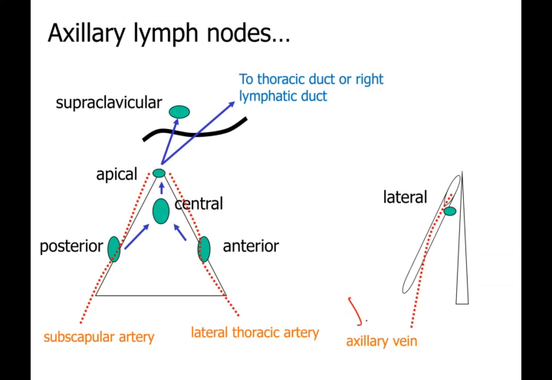Then here, as I said before, lateral group is in the upper end of the arm in relation to the axilla, in relation to the axillary vein. And all these lymph ultimately drain through the apical nodes. They can go into the supraclavicular nodes, which belong to neck lymph nodes, or they drain into the thoracic duct directly or through the right lymphatic duct. So sometimes you get a right lymphatic duct, sometimes you don't get it.